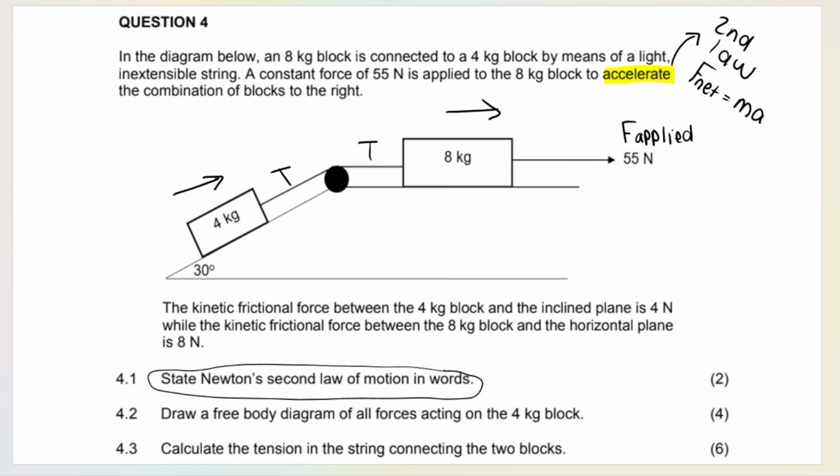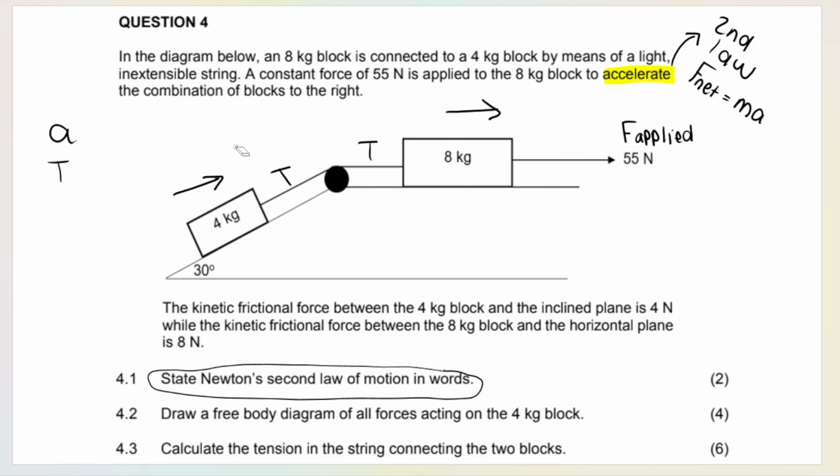The other thing that I want to mention is that because these objects are connected, they will both accelerate with the same acceleration or the same magnitude of acceleration. Okay, magnitude of acceleration will be the same. So the value for a will be the same for both blocks, and the tension in the ropes here will be the same for both blocks.